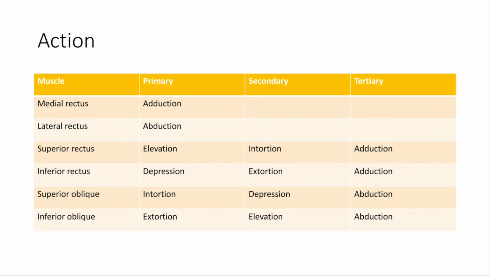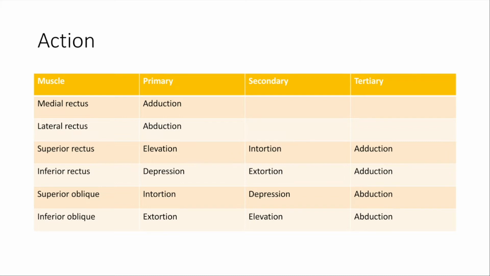Now coming to the obliques. The obliques, due to their peculiar attachment, have a primary action of intorsion and extorsion based on how they attach. Their secondary action is depression and elevation, and remember, this is the opposite of how the recti cause. The superior rectus causes elevation, but the inferior oblique causes elevation here. So that is important to understand, which we will go into further.